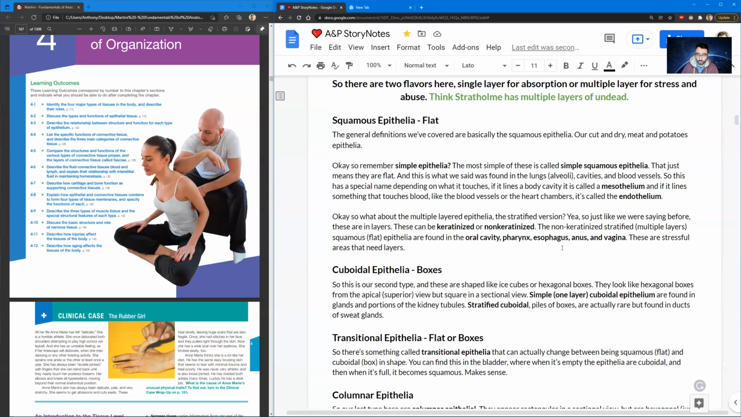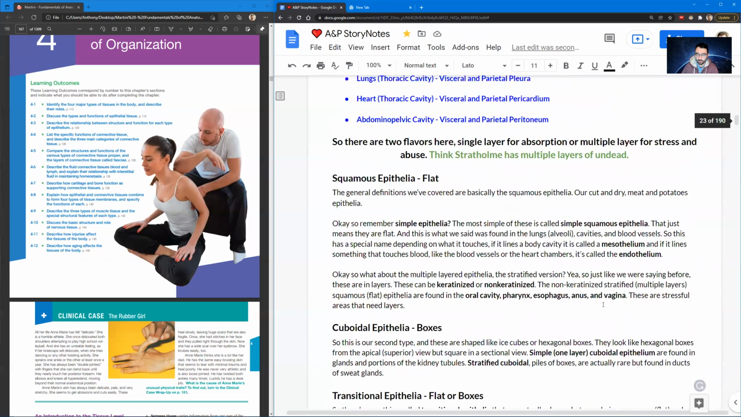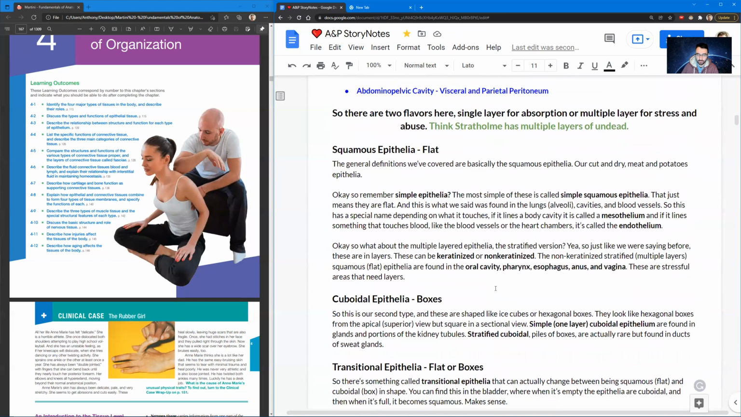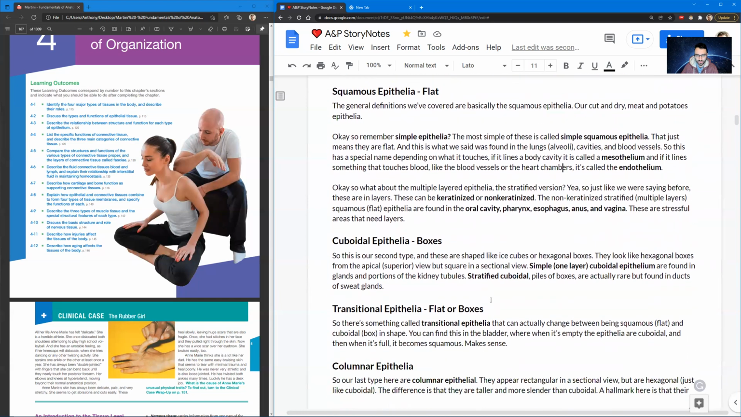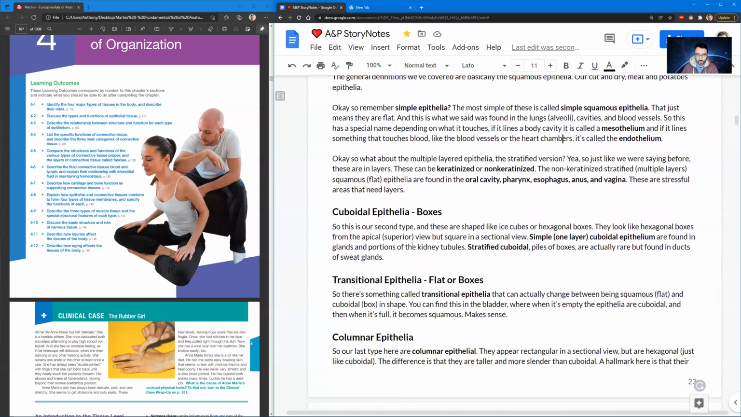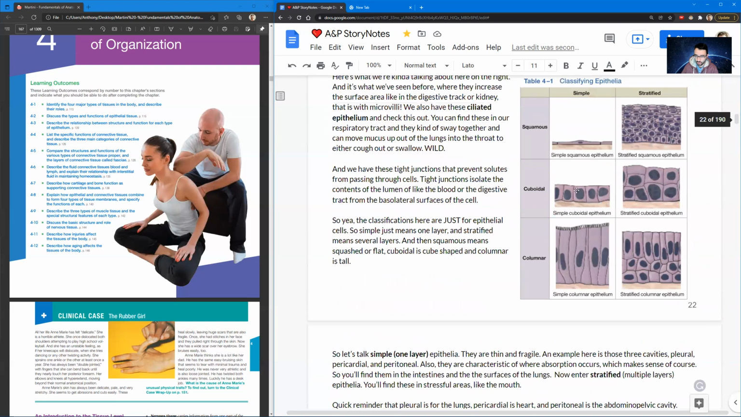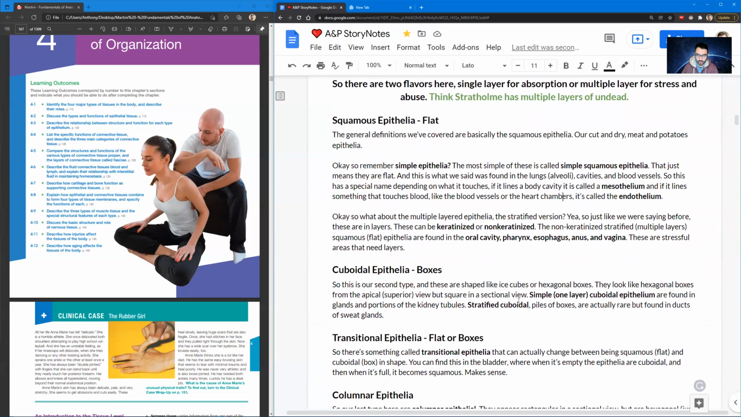So the multiple layer, the stratified version, those come in kind of different flavors. They can be keratinized or non-keratinized. The non-keratinized stratified are found in the oral cavity, pharynx, esophagus, anus, vagina. Those are those stressful areas that need layers. All right. We have this cuboidal epithelia. So cuboidal are the more boxes or cubes.